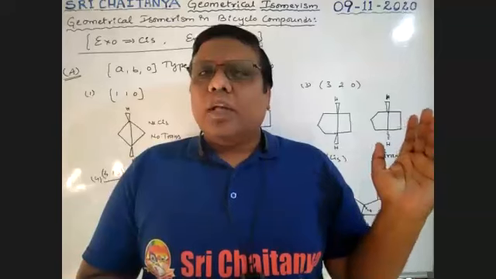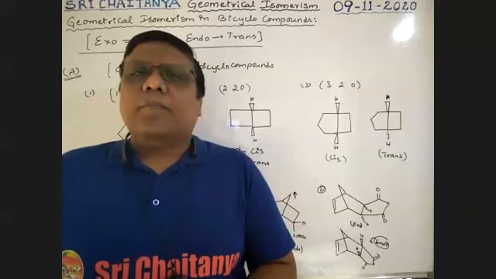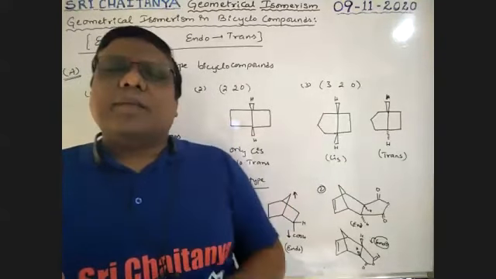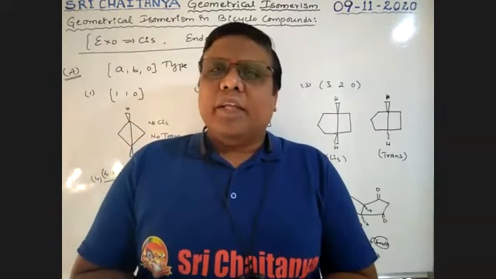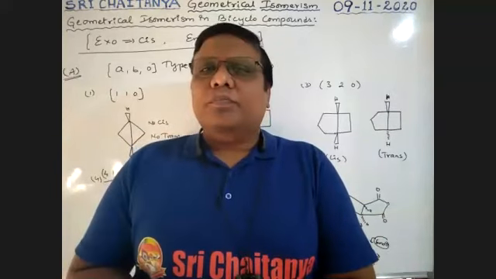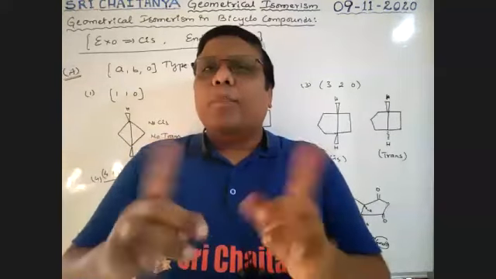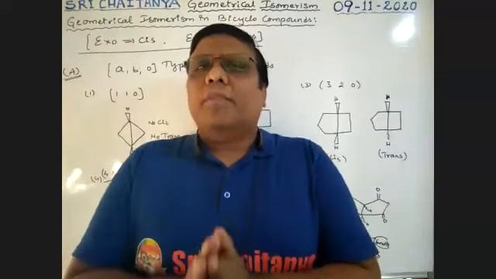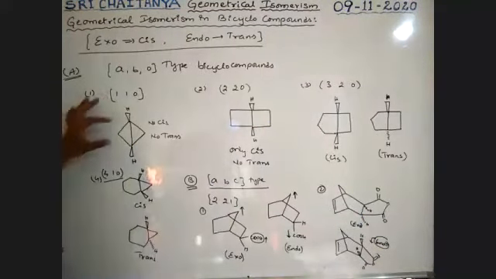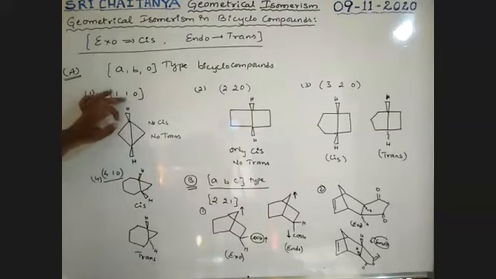Now let us discuss geometrical isomerism in the case of bicyclo compounds. Boys, all these are examples of bicyclo compounds. Here I am going to divide bicyclo compounds into AB0 and ABC types. AB0 means there is no bridged carbon between the two bridgehead carbons. See here, these are the two bridgehead carbons and no other carbon is there. So it is 1, 1, 0 type.